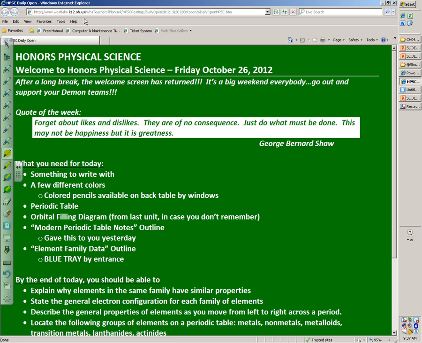One I gave to you yesterday. It says the modern periodic table on the top of it. The other one was on the blue tray by the door if you didn't pick it up on the way in. Then, you may need your orbital filling diagram from the last unit, because we're going to talk about a little bit of that at the beginning. And the last thing you need is some things to color with, because we're going to do a little bit of coloring today.